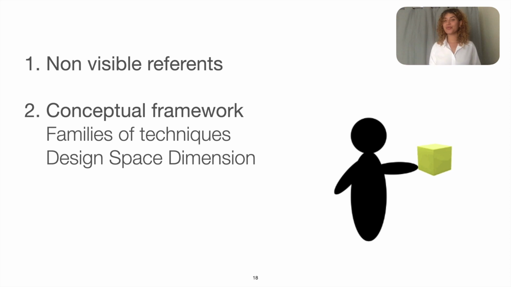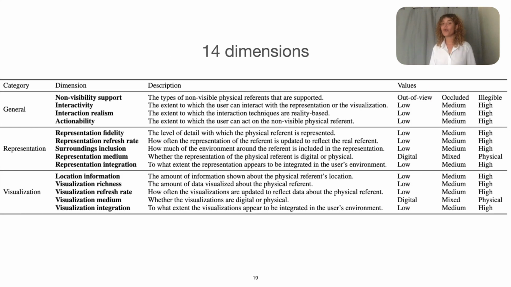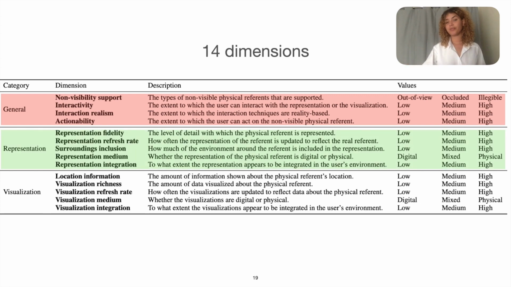I'll now move on with our design space dimensions. So we came up with 14 design dimensions and split them into 3 categories. The first one is a general category. The second one refers to the representation. The third one is about visualization.